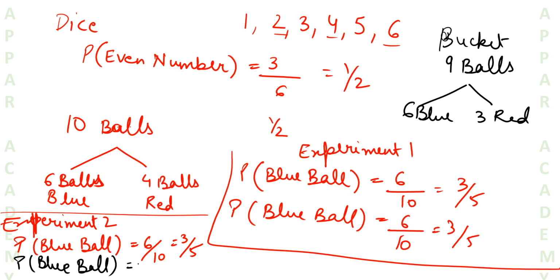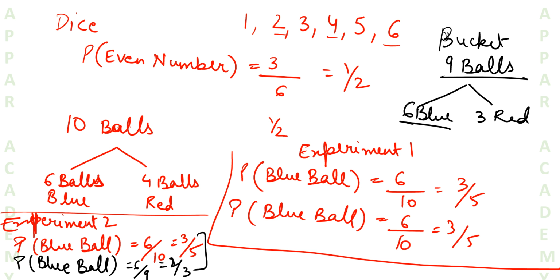Now the probability of getting a blue ball will be 6 upon 9, 6 balls out of 9 balls. So the probability becomes 2 by 3. Now what has happened is that from trial to trial, the probability of getting a blue ball is getting changed. Right? The probability is changing. So since this is changing, now we cannot use the similar concept of binomial distribution.